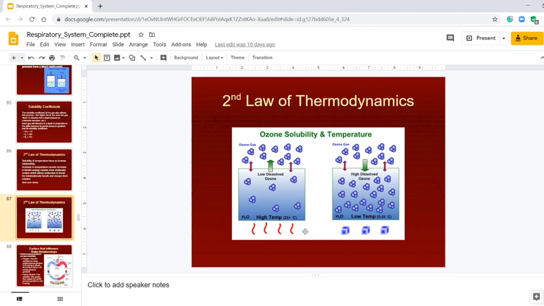All right. So here we have water at high temperature. We jack up the temperature of the water. All the molecules move around more. The bonds are broken, and all of a sudden the ozone gas that was dissolved escapes the solution due to the high kinetic energy, all the molecules moving fast and breaking bonds, and they escape the solution.